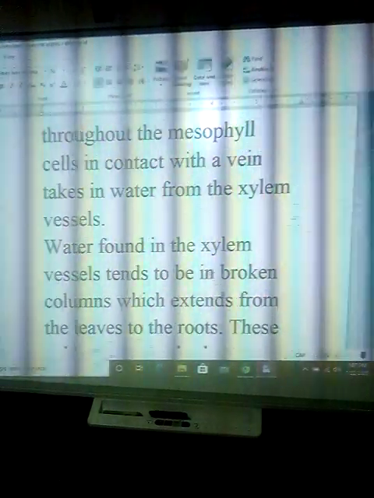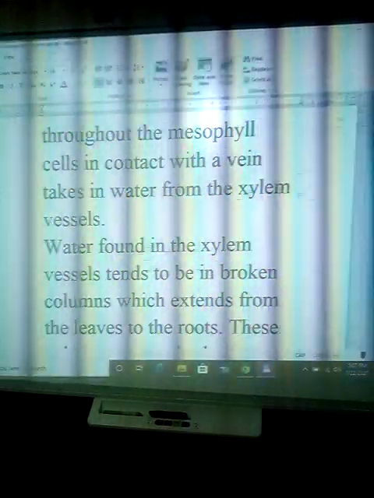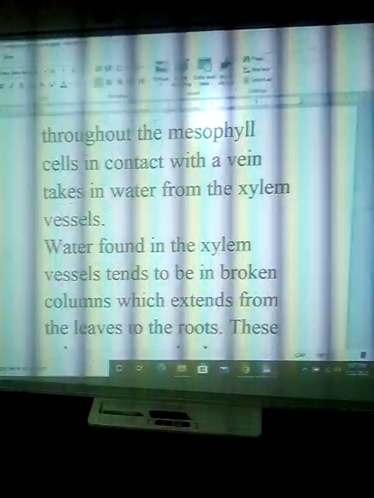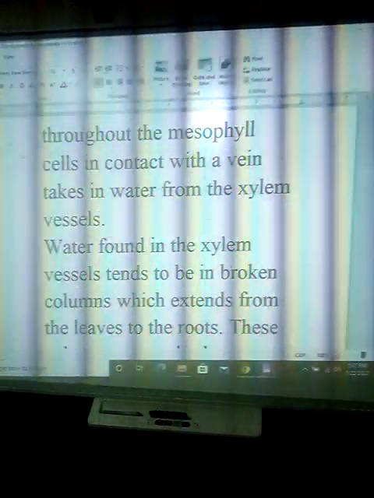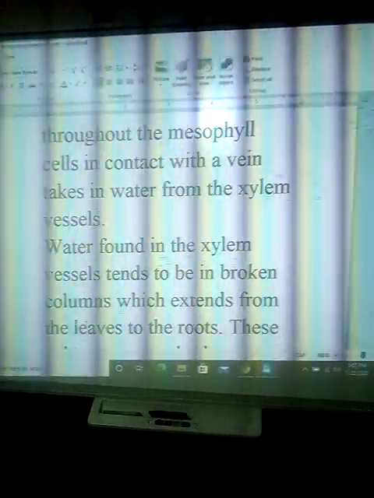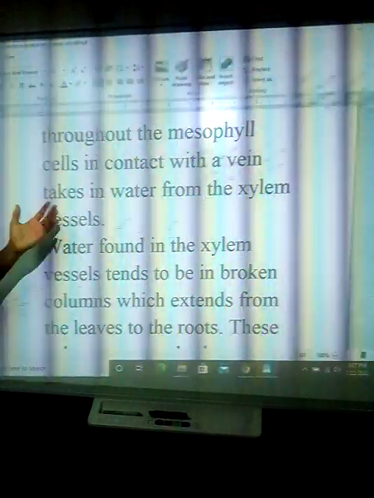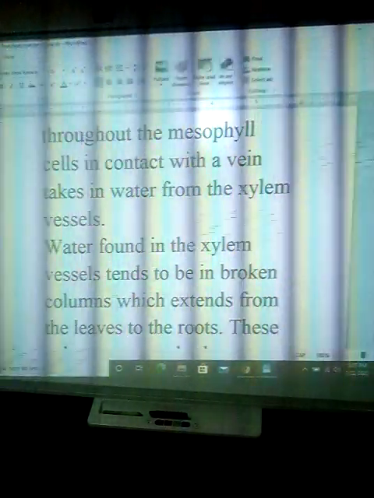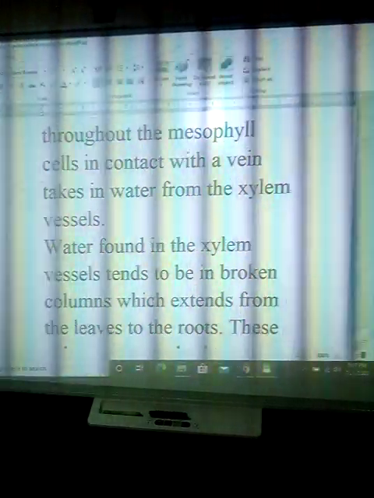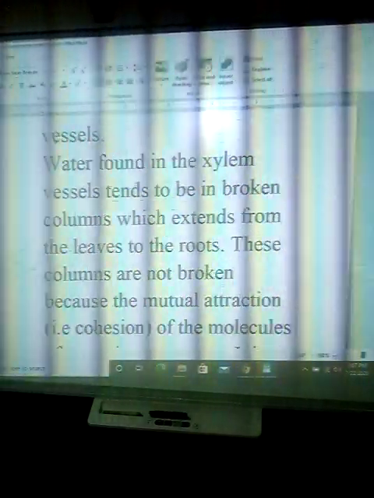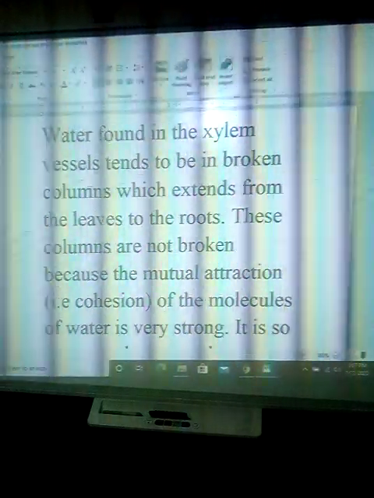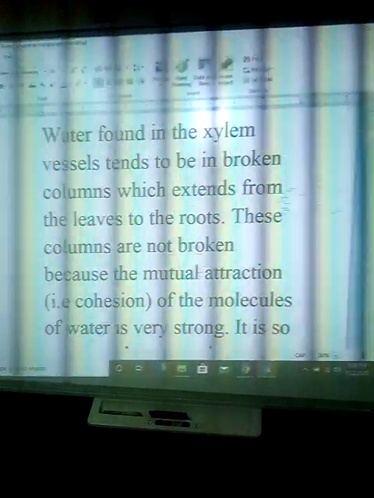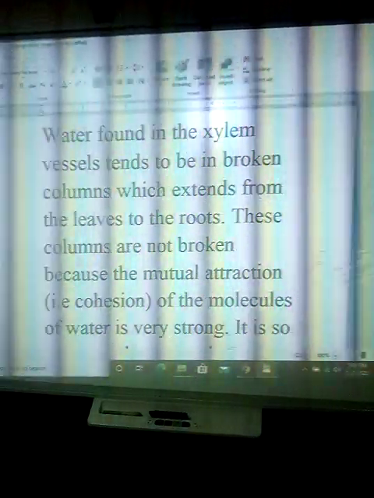The process is repeated throughout the mesophyll surface in contact with a vein that takes in water from the xylem vessel. Water found in the xylem vessels tends to be in unbroken columns, and it extends from the leaves to the roots.